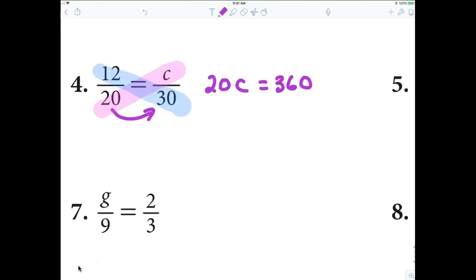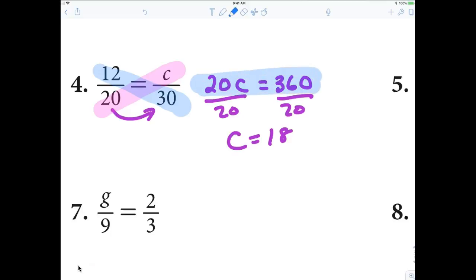After you cross multiply, what's the rule? You divide. So I divided both sides by 20. So C is equal to 18. All right, C is equal to 18. Everybody okay with that? Anybody have any questions with cross multiplying and dividing? Yes, sir. Why don't we divide by 20? Well, because you're solving this proportion. You're solving this equation. And to undo multiplication, you do what? Division. I'm going to do several more.